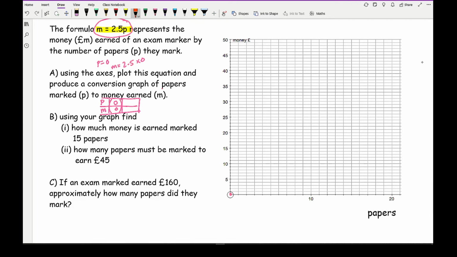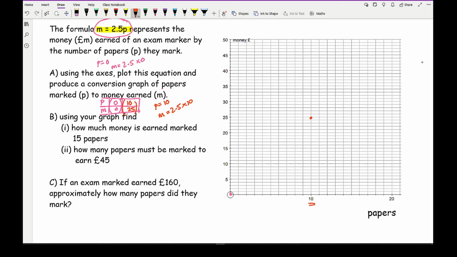Now to find the second coordinate, again I can use any number I want, but I want to try and use this graph coordinate. So I'm going to pick a middle value, which I'm going to go for 10, because that's the axis drawn, and see what the M value is going to be. So when P equals 10, M equals 2.5 times 10, which is 25. Now the good thing is that 25 is a value that I can plot along my vertical axis, so all I now need to do is plot that value. So that's going to be around about there.